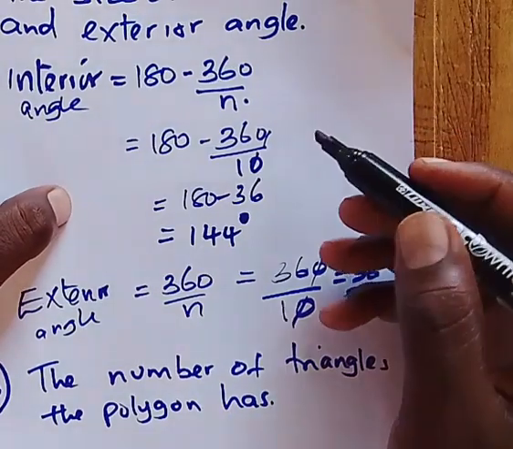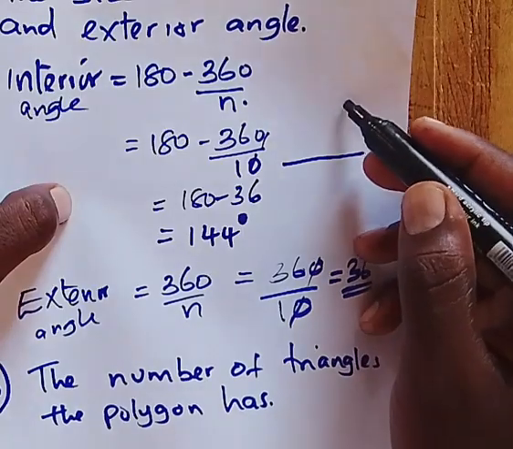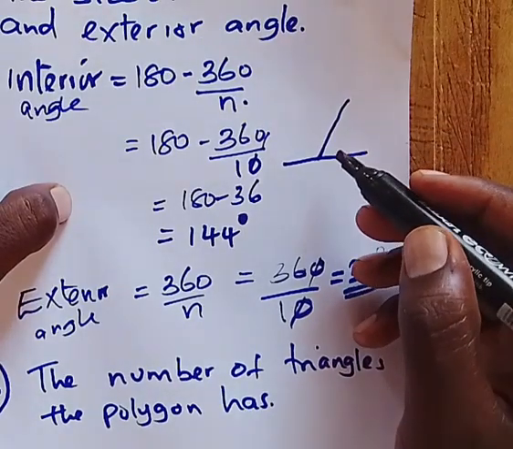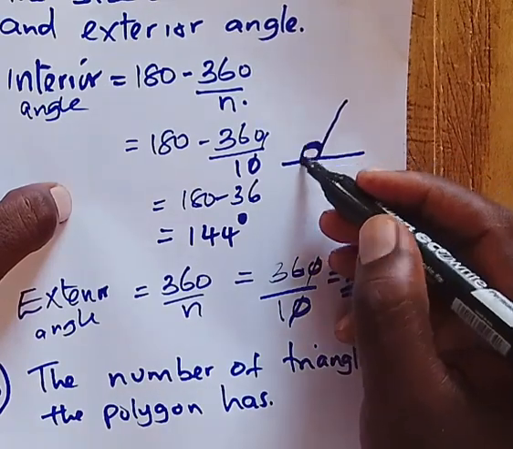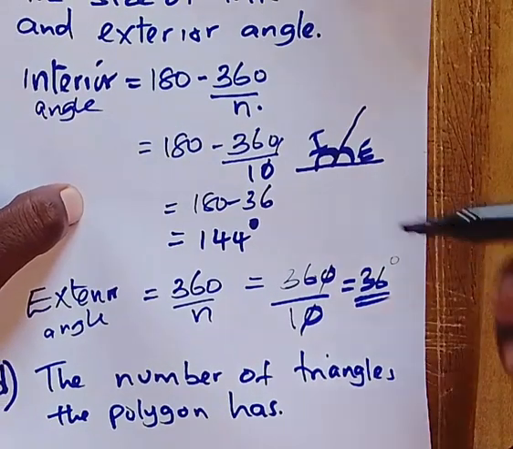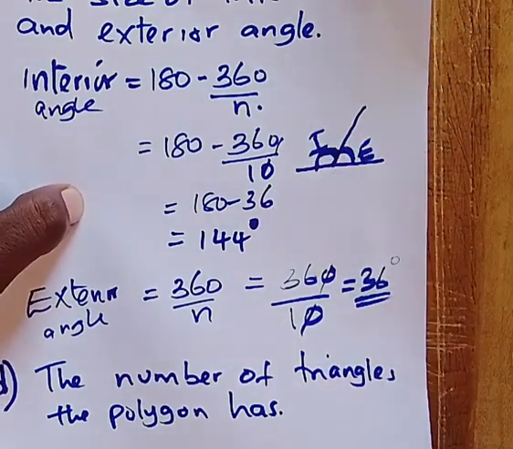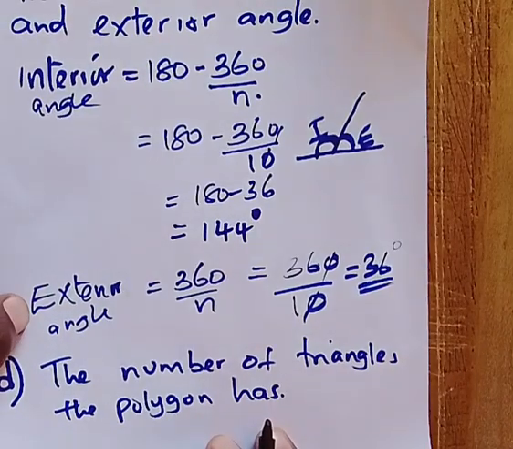You will realize that both the exterior and the interior lie on a line like this, and angles on a straight line add up to 180. So if here we have the interior, then this one is the exterior. So if you get the interior, you can just subtract from 180 and get the exterior.